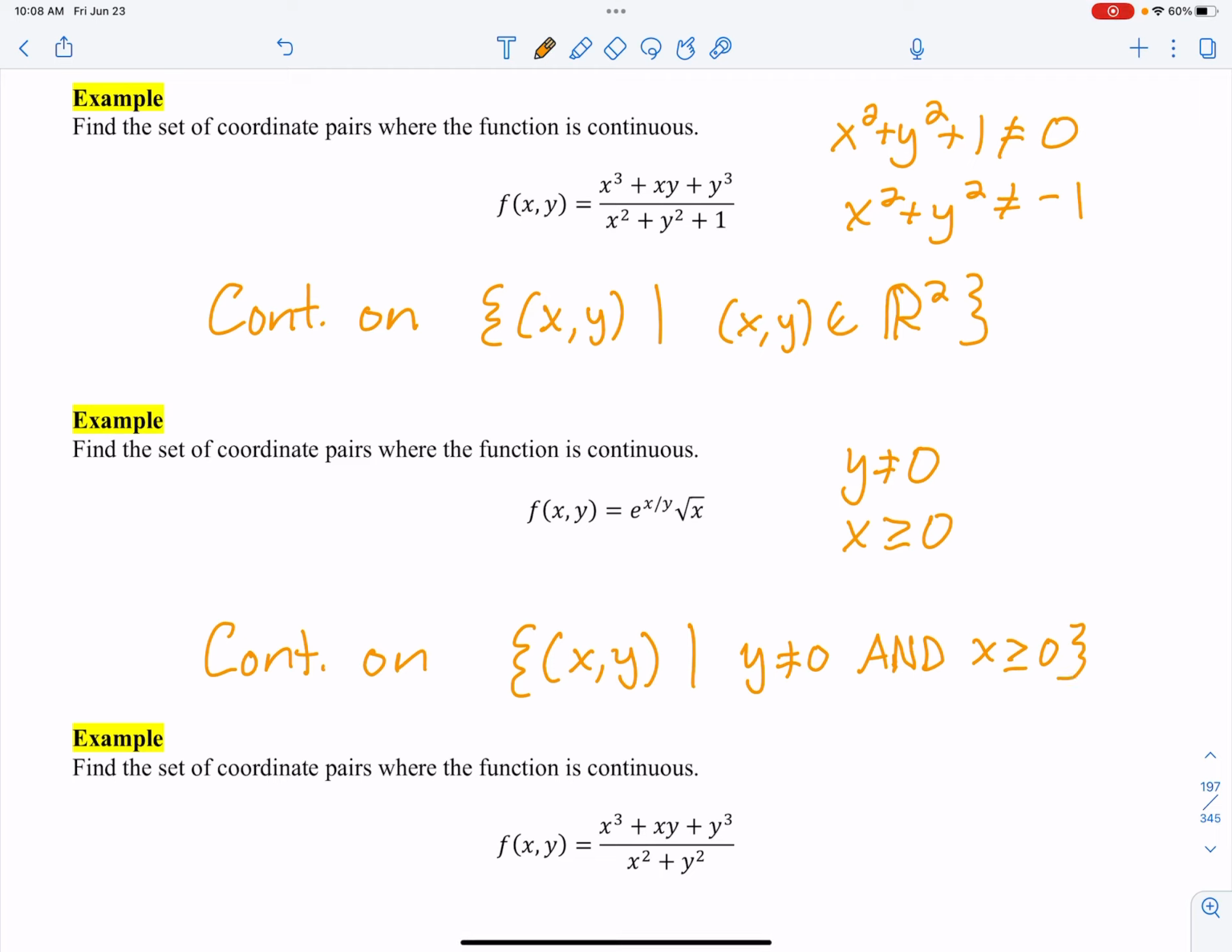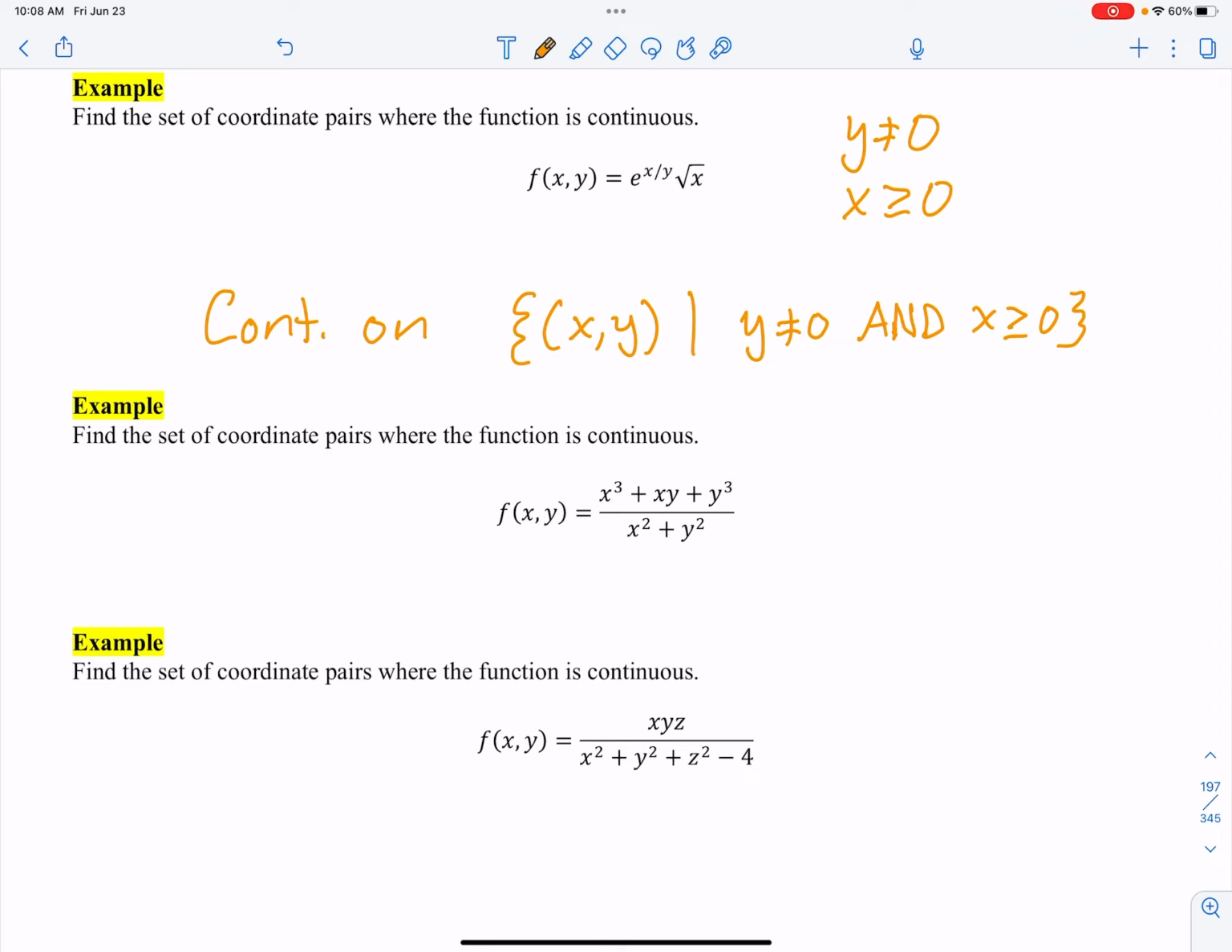Okay, here, find the set of coordinate pairs where the function is continuous. Again, we're looking at domain. I see x squared plus y squared in the denominator. That means they can't equal 0. Well, think about that for a moment. What x's and y's would give me a 0 there? Well, the only thing that's going to work is the point 0, 0. That's the only thing that would make a 0. Any other numbers are going to make positives. They can't even cancel out.